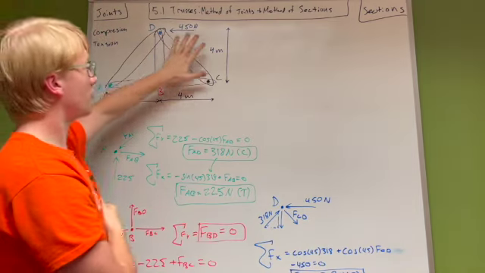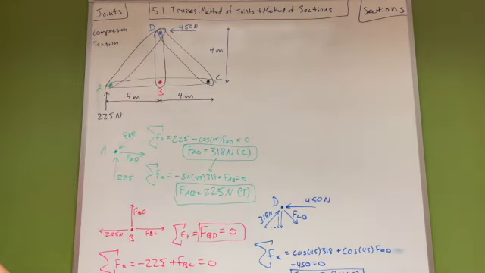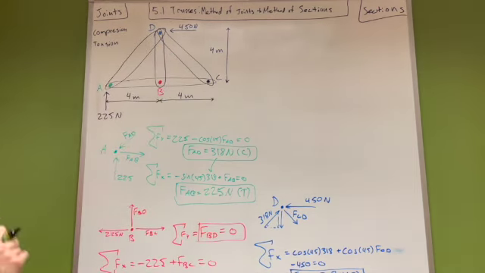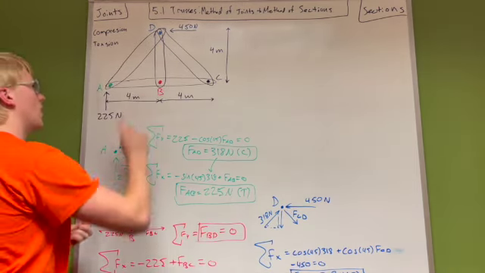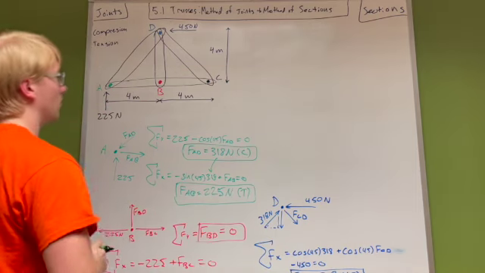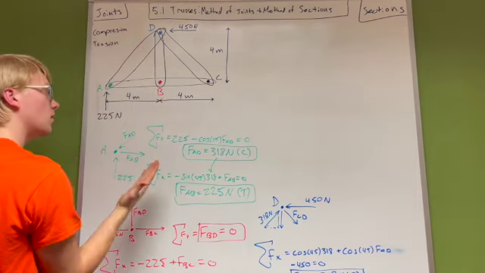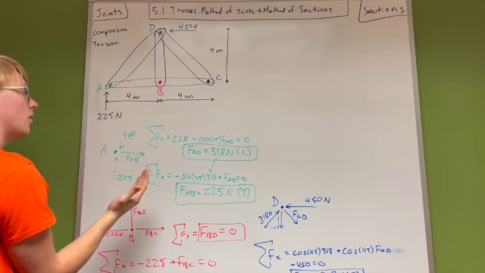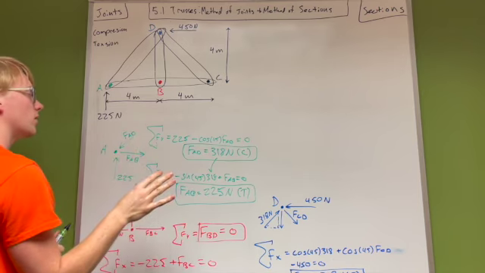Okay, I'm going to do the same problem with method of sections. But what happens with the method of sections? You don't look at the joints. Okay, you look at a section. So you cut, right? You cut the member, and then look at one half of it.